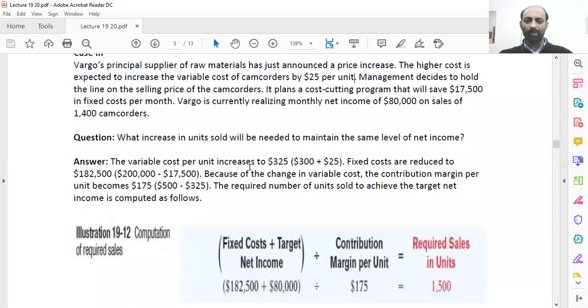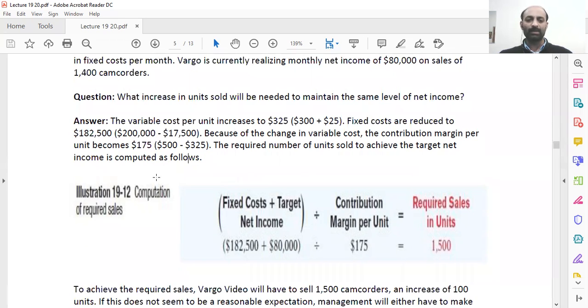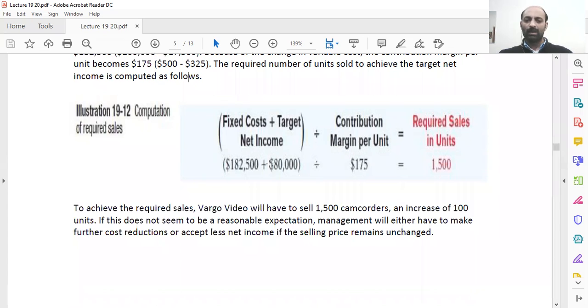So the variable cost per unit increases to 325, fixed costs are reduced to 182,500. Because of the change in variable cost, the contribution margin per unit becomes 175, selling price minus total variable cost. The required number of units sold to achieve the target net income is computed as below. So now we have the new fixed cost figure as well, and we add the net income, divided by contribution margin per unit, we get the required sales in units.